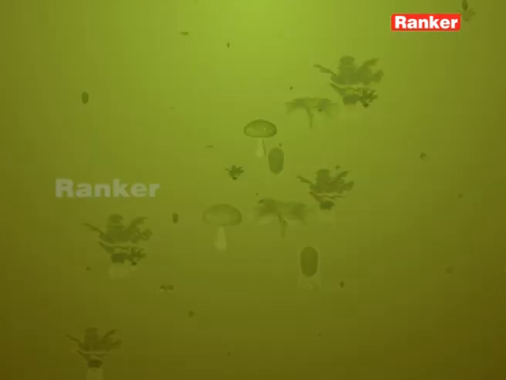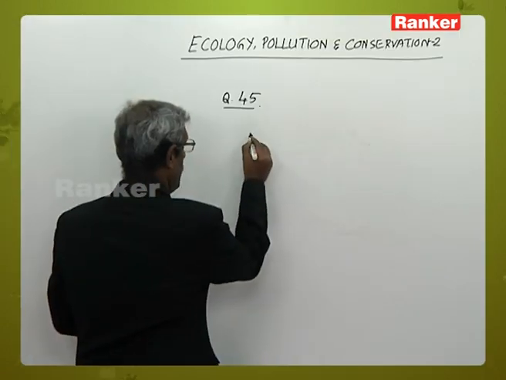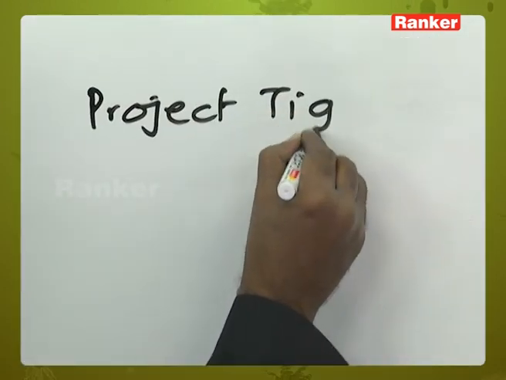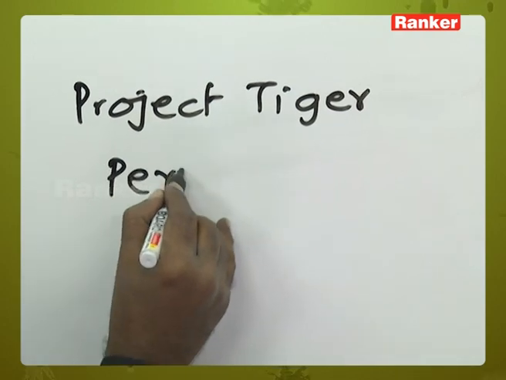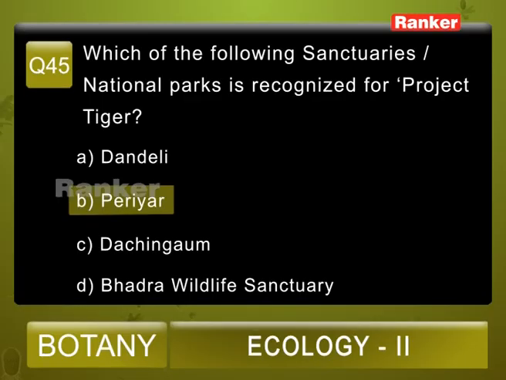Question number 45. Which of the following sanctuaries or national parks is recognized for Project Tiger? A is Dandeli, B Periyar, C Dajingam, and D is Bhadra Wildlife Sanctuary. Project Tiger is always associated in South India with Periyar Wildlife Sanctuary. Answer is B.